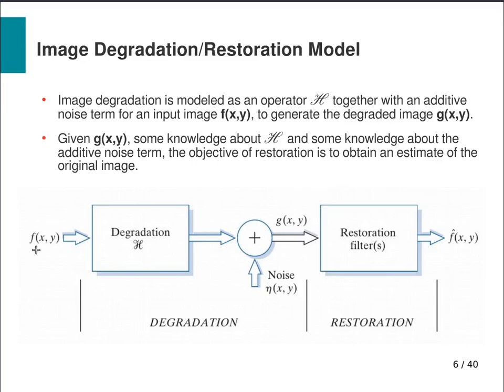So now the restoration process says that if we have some knowledge about H, the degradation operator, and also some knowledge about the additive noise, is it possible to reconstruct the original image or not? In this figure you see both the degradation and the restoration. At the beginning we talk about the degradation, and then later on we talk about how we can restore images that are degraded.